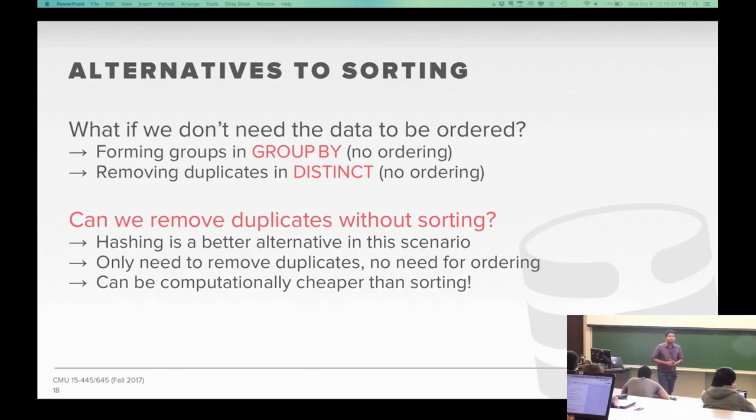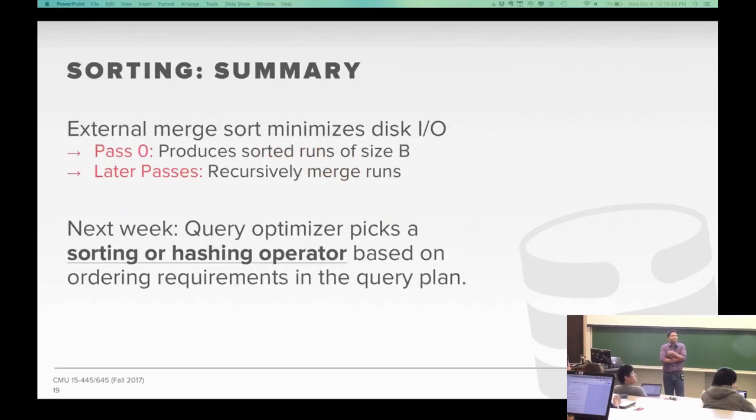If you wanted to use hashing to solve the group by, and your groups are really, really large, wouldn't you end up having lots of chains in your hash table? That is correct. It depends on the query. The query optimizer, which we will look into in next week's lecture, decides when to do sorting or hashing depending on the query. It's a very good question.